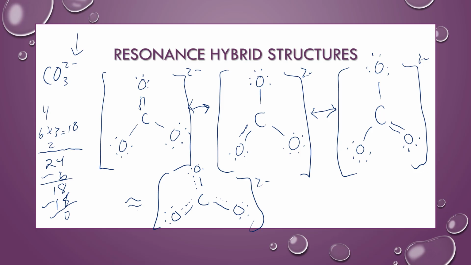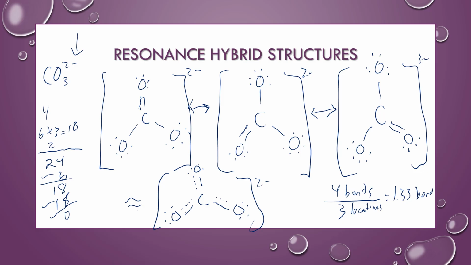And this brings up an interesting point about bond length and bond order. So there are 4 total bonds in this. There are 3 single bonds and 1 double bond. So there are 4 bonds, but there are 3 locations for those bonds. So that means our bond order is 1.33.